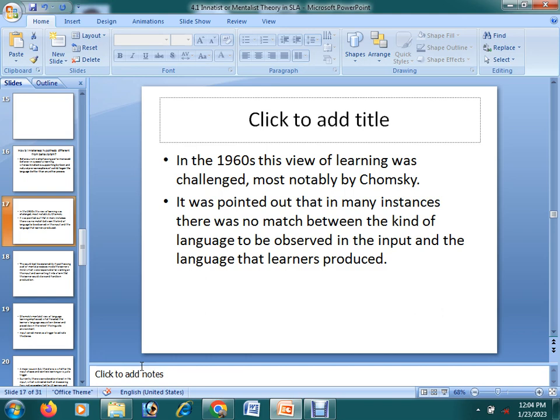Innatism in SLA has another name, Nativist theory. It has another name, Naturalist theory. It has another name, Rationalist theory. Okay, so Innatist theory of language learning has several names. What are the names? Nativist theory, Rationalist theory, Naturalist, Innatist. That is the theory that is called.